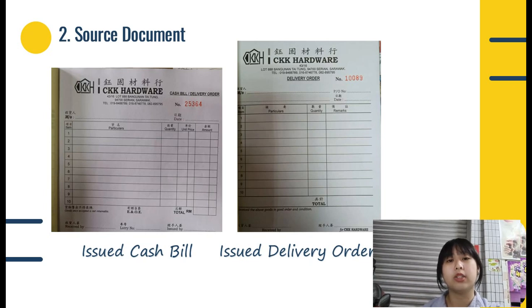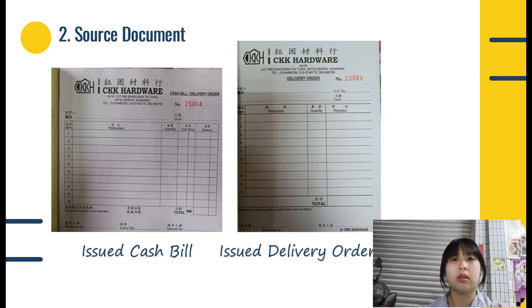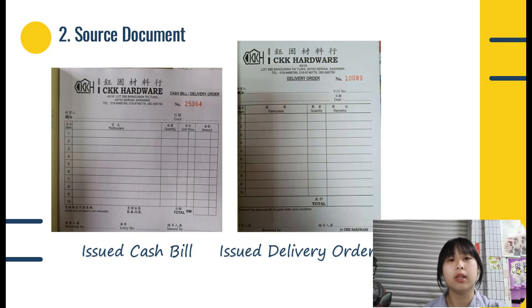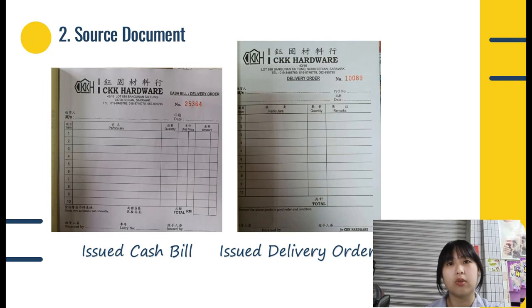I also issue a delivery order for the debtor. In the delivery order, it will record the item name, description, quantity, and customer name. When the debtor has received the goods from us, they need to sign below the delivery order as evidence they had received the goods.